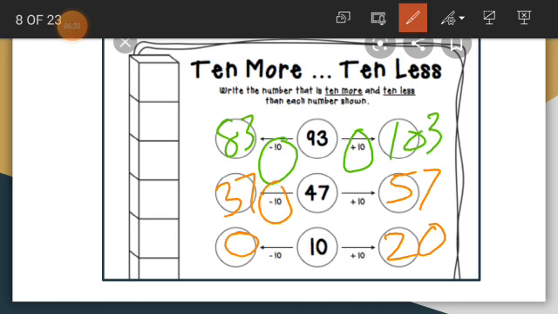If there is minus 10, subtract the 10. If plus 10, add the 10. Okay, this is how you will solve this one, 10 more and 10 less.